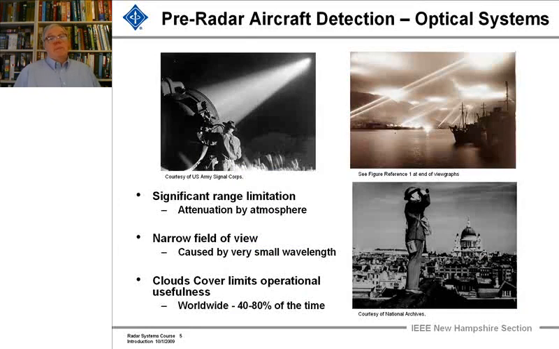Now, before radar, a lot of different sensors were used to detect aircraft and to detect attacks from the air and the ground, for that matter. Here we're focusing on air attacks. Optical systems were used quite a bit. Searchlights were used in the 20s and 30s, and you can see here, this is actually around Gibraltar. It's a photograph courtesy of Great Britain.